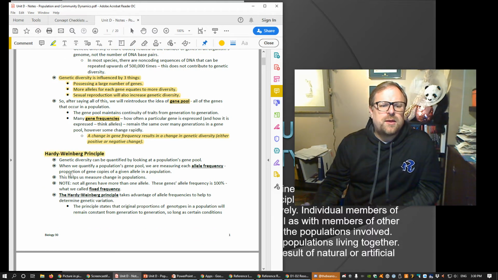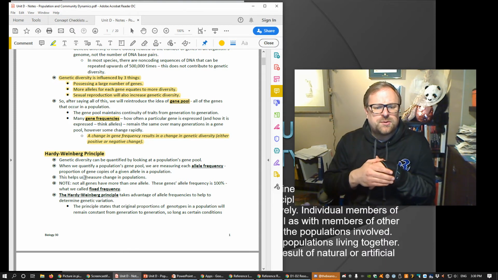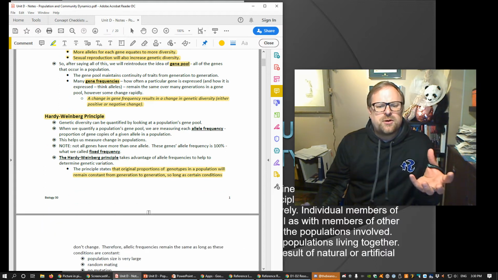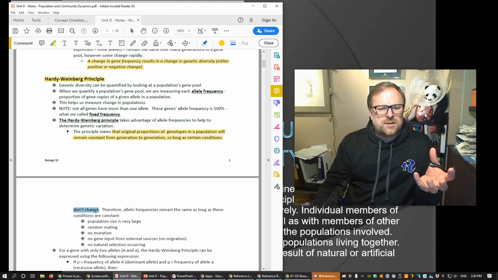Hardy-Weinberg is the big thing for concept D1, and understanding what the Hardy-Weinberg principle is. Basically, the Hardy-Weinberg principle says that the original population or proportions of genotypes in a population remain constant from generation to generation, so long as certain conditions don't change.